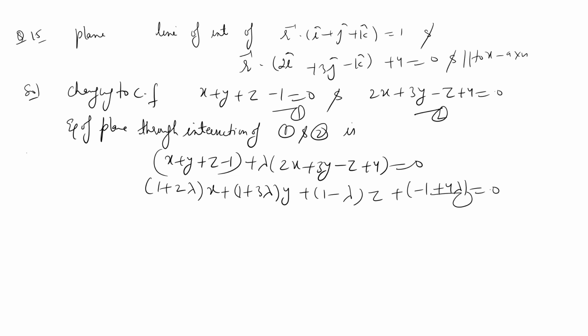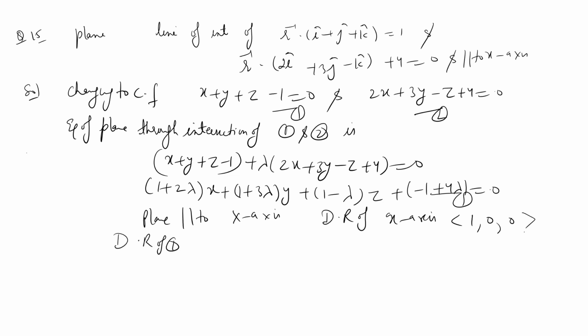Now this plane is parallel to your x-axis. Okay, so you know that the direction numbers or direction ratios of x-axis, we did it in an earlier question also, they are 1, 0, 0. So 1, 0, 0 means that I should use the condition that the product of direction ratios, means the direction ratios of the plane will be 1 plus 2 lambda, 1 plus 3 lambda and 1 minus lambda.